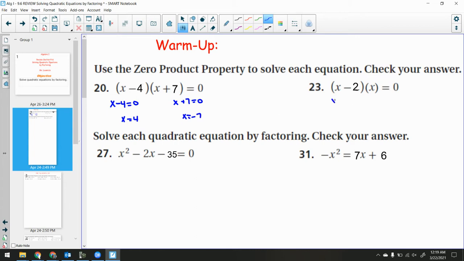Same thing here. You said x minus 2 equal to 0, and then you set x equal to 0. So add the 2 over to the other side. You get x is equal to 2 and 0.